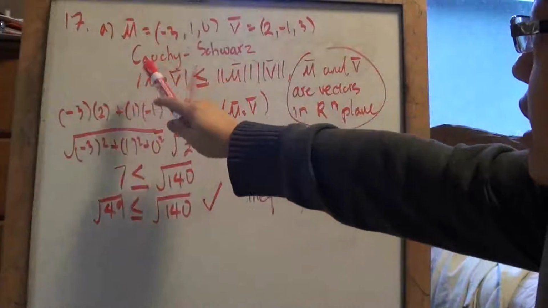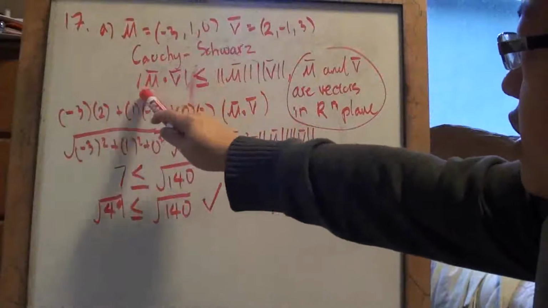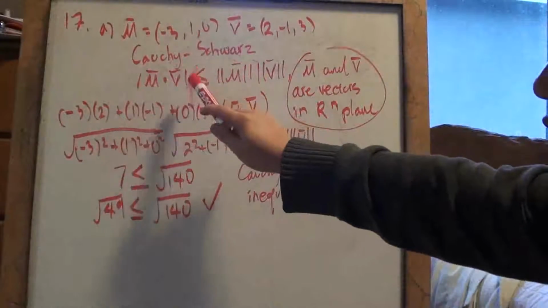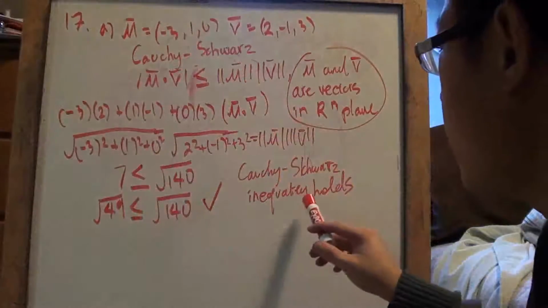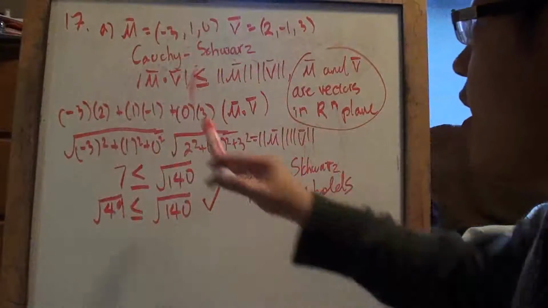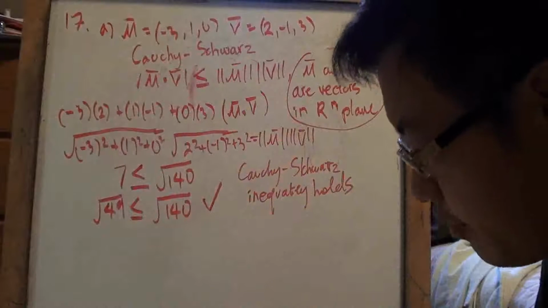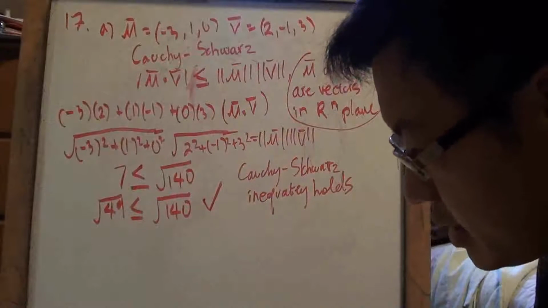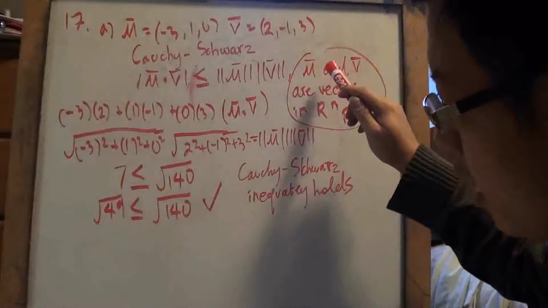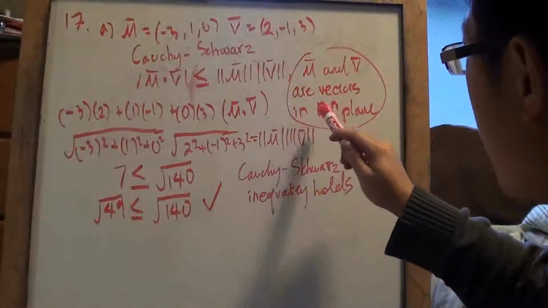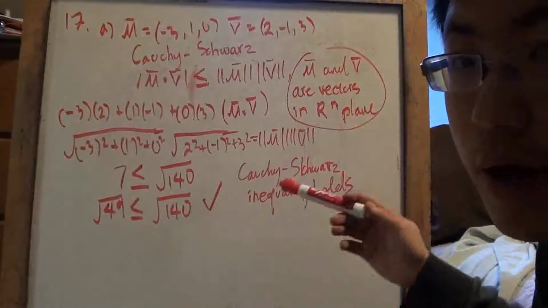If you look at your notes, you will see the Cauchy-Schwarz inequality has something to do with this equation. So if this is true, then the Cauchy-Schwarz inequality holds. What does this really mean though? If you actually read the book a little bit, basically it just says if vector u and vector v are vectors in Rn, which is the plane, right?